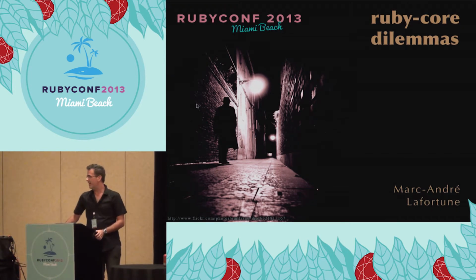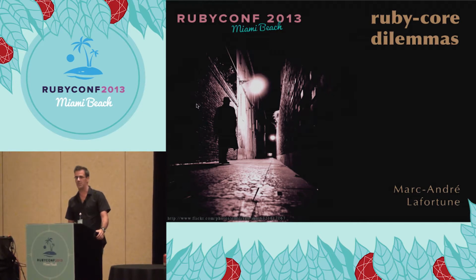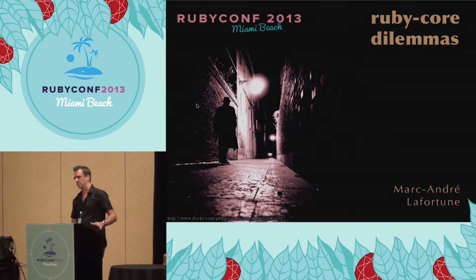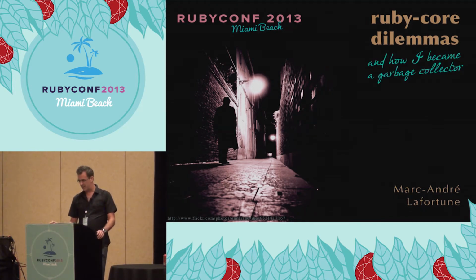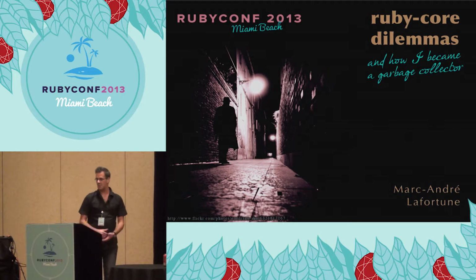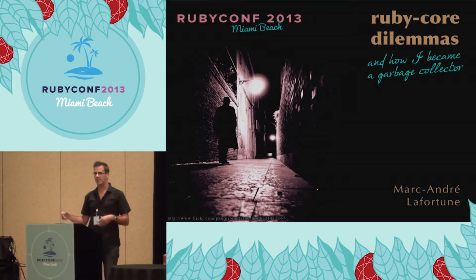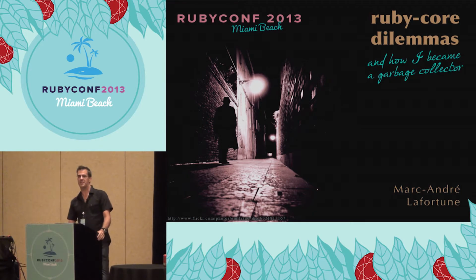And today, I'm going to talk about some Ruby core dilemmas I think might be interesting. We're going to delve into a bit of code, Ruby a lot, and some even C code. Don't be too afraid. That's the title of the talk, but really it could be "Ruby core dilemmas and how I became a garbage collector." So I'm going to first start with how I became a garbage collector, and then we're going to look at some potential garbage together.